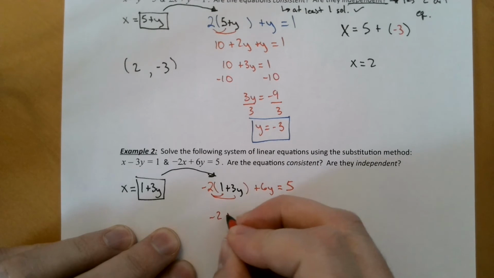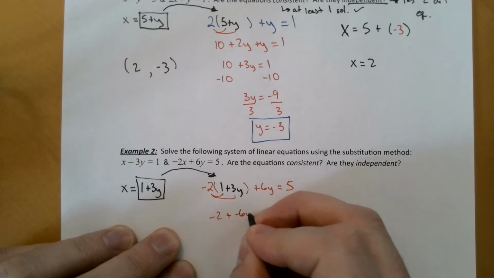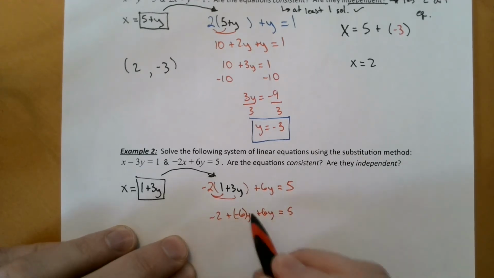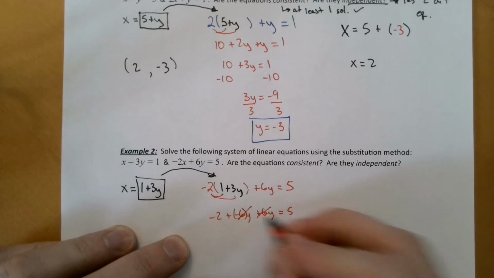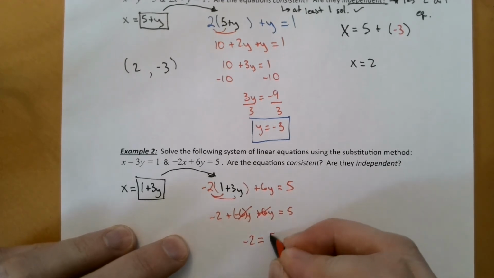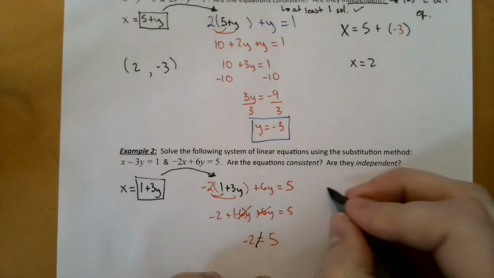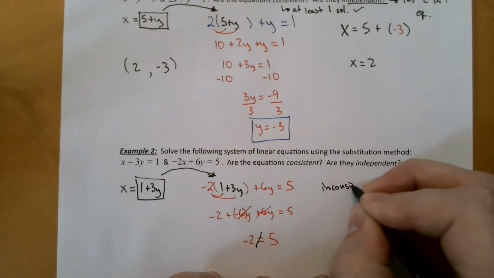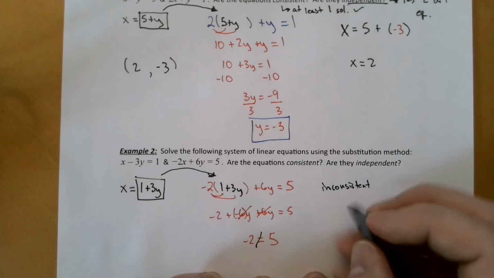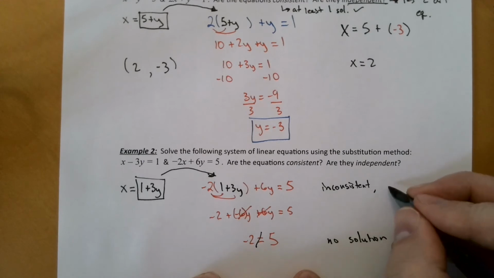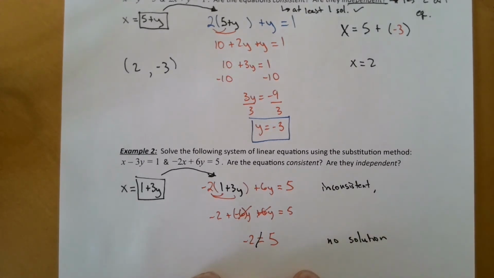Distribute. Oops, I messed up. I didn't mean to write a plus or minus, but there it is. Ooh, look at this. -6y plus 6y is equal to 0. So our answer is -2 equals 5. And last I checked, that is not a true statement. Well, what does this mean? It means this is an inconsistent system, which means there are no solutions. It also means that the lines are parallel.